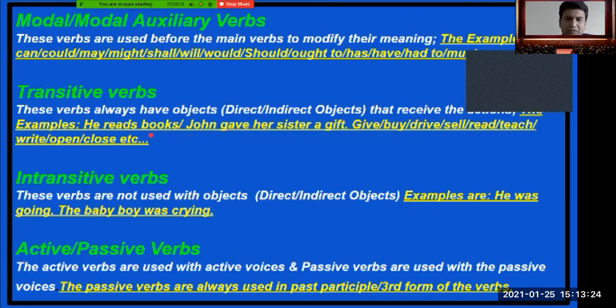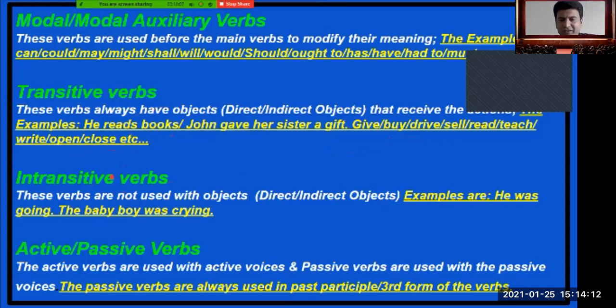For example, he reads books. This reads has the object books. Similarly, John gave her sister a gift. This her sister is an indirect object because it's a person. And this gave has her sister as well as this noun, gift. So they are called transitive verbs. Similarly, we can say they close the door, they open the door, they buy books. These are all transitive verb examples. And we can find here as well some words: buy, drive, sell, read, teach, write, open, close. They all are transitive verbs.